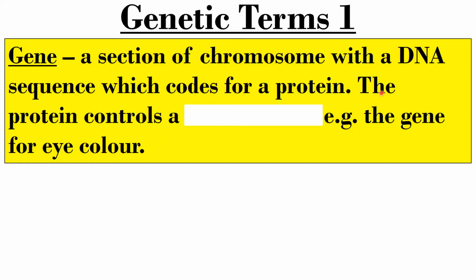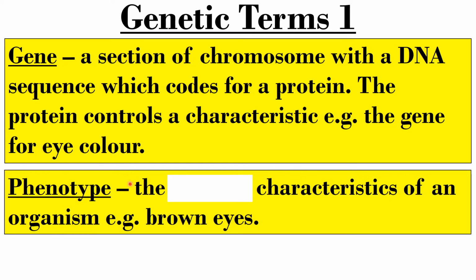So the DNA provides the code to make mRNA. The mRNA then goes to the ribosome where the protein is made. And then the protein, once produced, controls a characteristic, for example, the gene for eye colour. So eye colour would be an example of a characteristic. So you might know that word already, gene. This next one I think should be new.